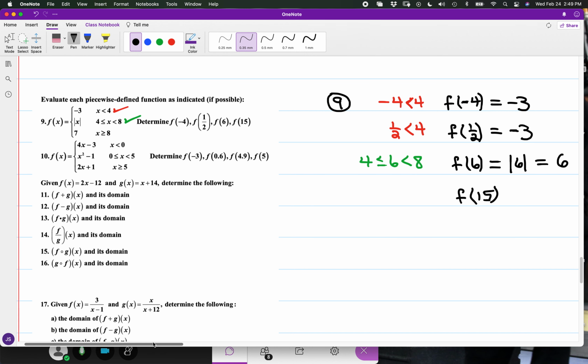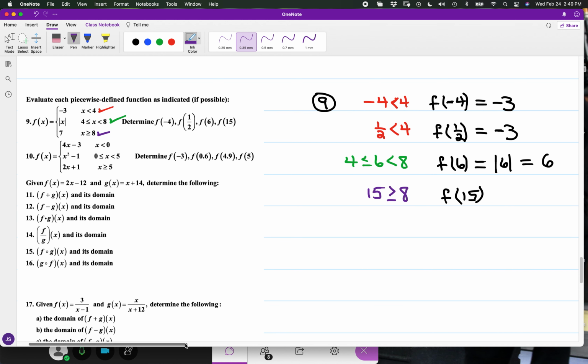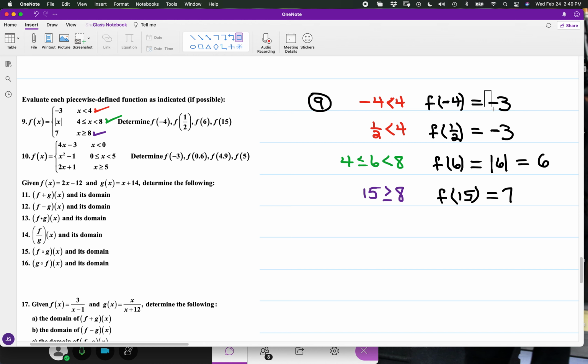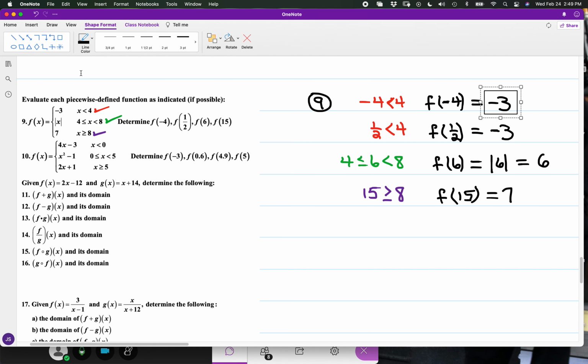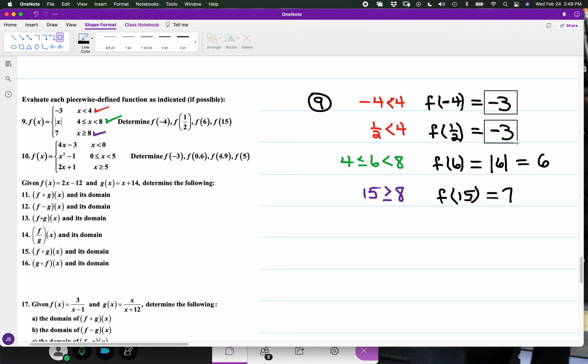Now for f of 15, 15 is not less than 4. 15 does not lie between 4 and 8. But we do have 15 greater than or equal to 8, since 15 is in the greater than portion. And so for any input that is 8 or higher, we're going to have the output end up at 7. So f of 15 is equal to 7. Okay, so you have these respective outputs: -3, -3, 6, and also the number 7.